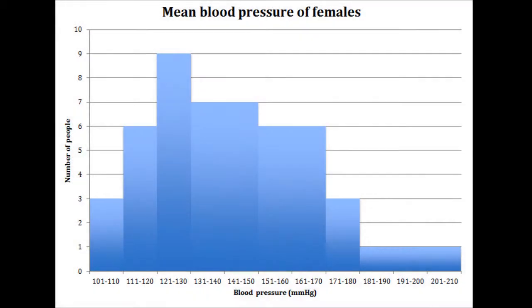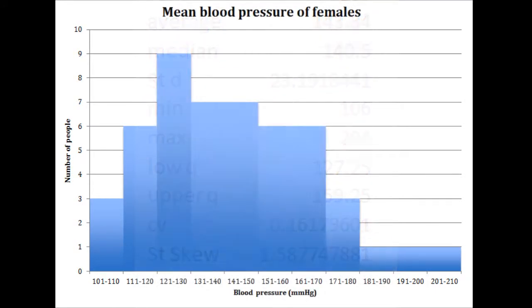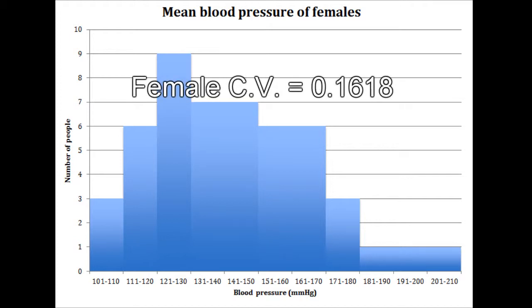Here is the graph constructed using the female dataset. Although it appears positively skewed, the standardized skewness is 1.588. Therefore, it can be considered rather symmetrical, and the mean will be used to measure central tendency. We use the coefficient of variance to measure dispersion for the same reason, that is, it is quite symmetrical with little or no outliers. The coefficient of variance for females is 0.1618, or 0.16.